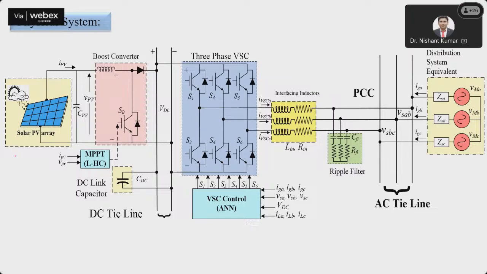Here you will see one solar PV panel. Here we are using one DC-DC boost converter. This boost converter is attached to the solar panel, right? And then here we have a DC link capacitor, this inverter, and then this one is the controller, and then interfacing inductors, ripple filters, and then this is the grid.